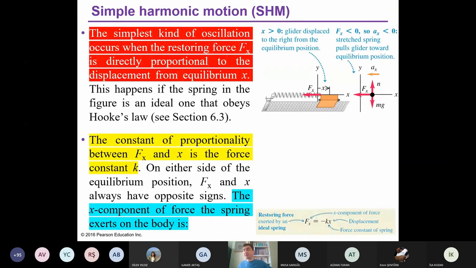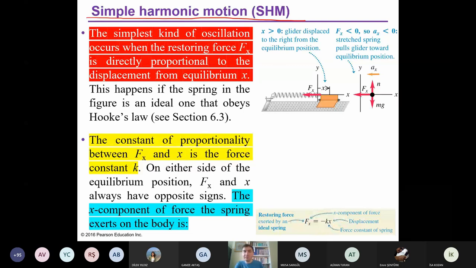Okay, now let me continue with the simple harmonic motion. Generally, when students see this name or hear this motion, simple harmonic motion, they think that this is a very complicated phenomenon. No, it is not true. It is just a perfect ideal periodic motion. Okay, we will talk about the periodic motion. Simple harmonic motion is the simplest kind of oscillation, simplest kind of periodic motion, which occurs when the restoring force Fx is directly proportional to the displacement from the equilibrium.